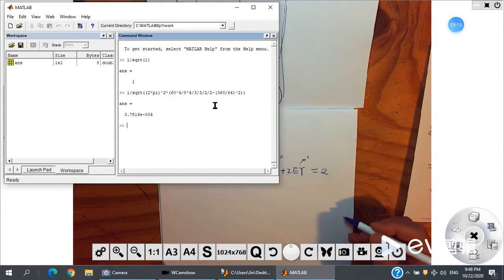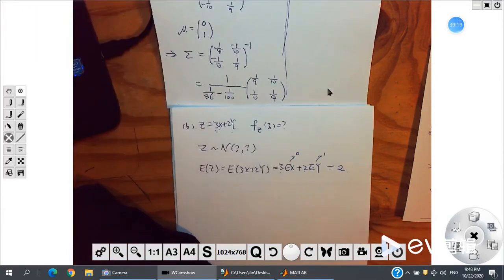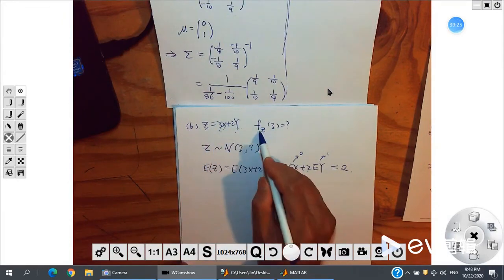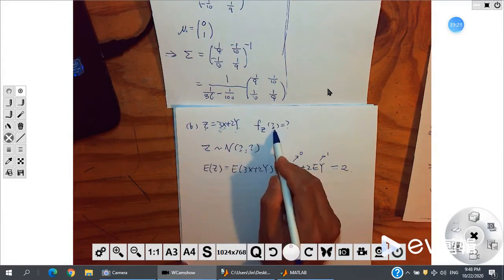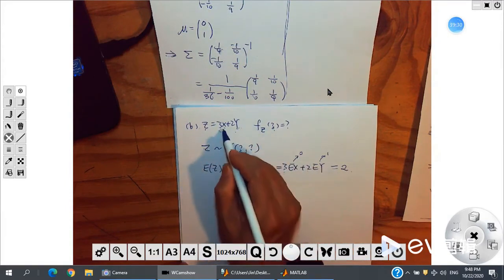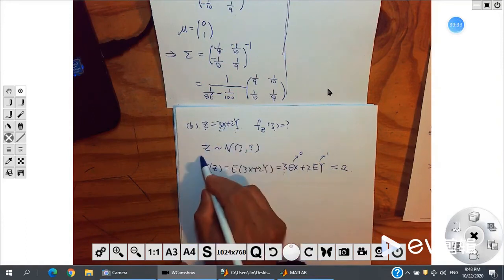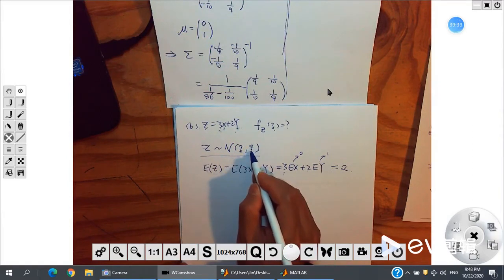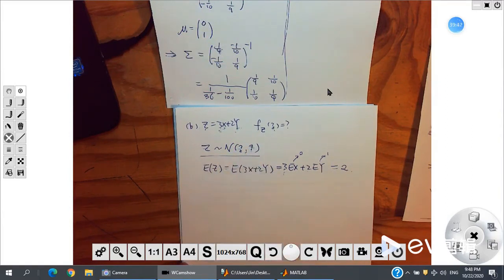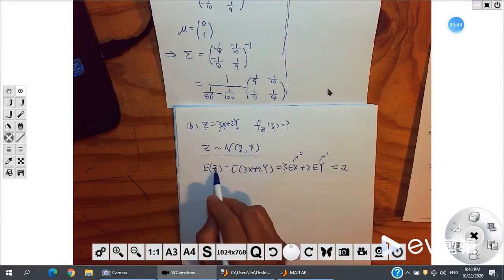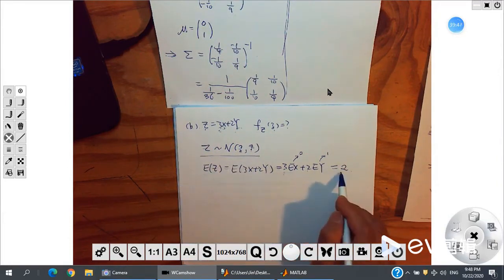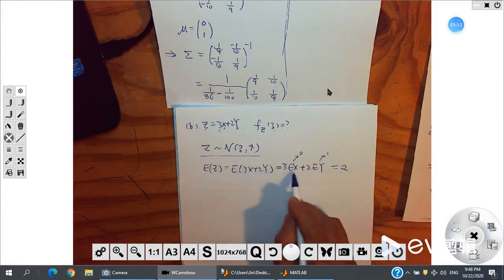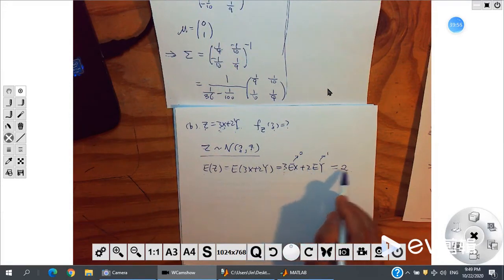This is easy. Oh, sorry. It's covered like this. Z is 3x plus 2y, and I want to find the density function of it. As we said, because x and y are jointly Gaussian, Z is also Gaussian, and obeys a normal distribution with certain parameters. We want to determine these two parameters. The first parameter is E of Z. So we calculate, we get 2. E of Z is E of 3x plus 2y, equal to 3 E of X plus 2 E of Y, equal to 2.